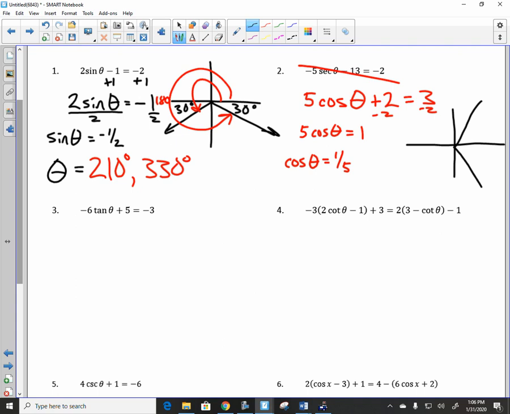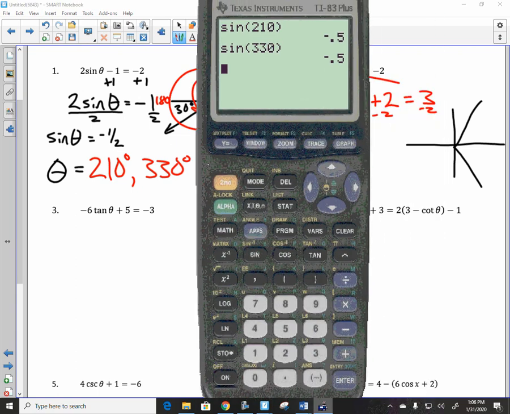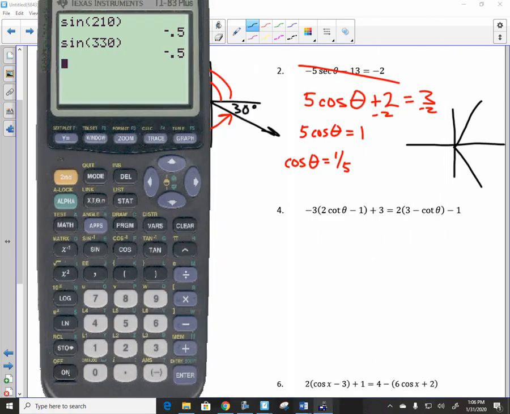So we just go ahead and draw 2 reference angles, one in the first quadrant, one in the fourth. I have to figure out what my reference angle is. So on my calculator, what do I press? Second cosine, 1/5. 78.46.